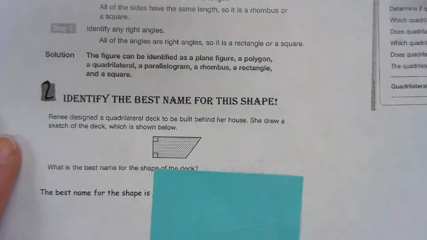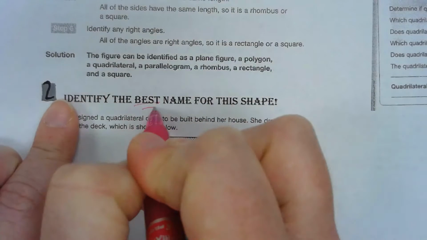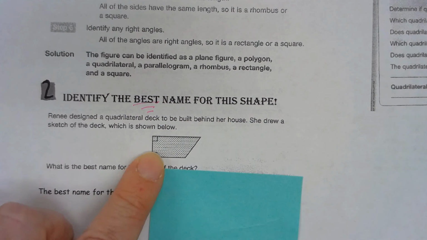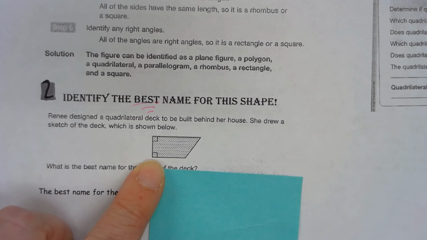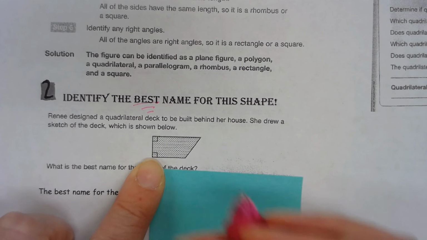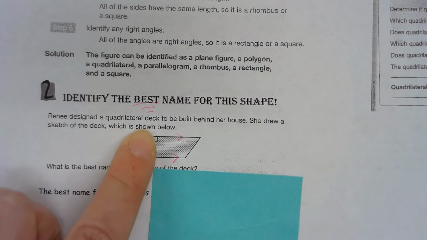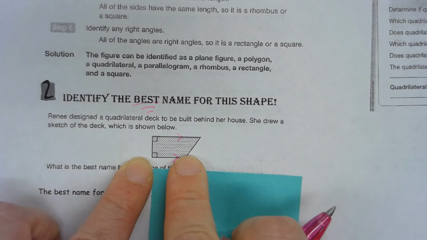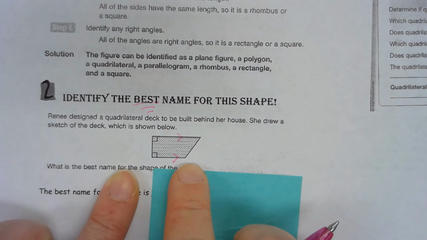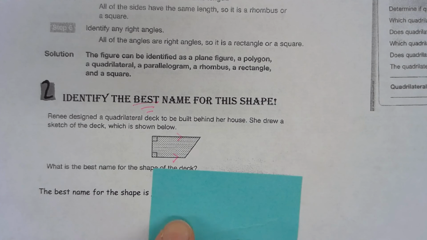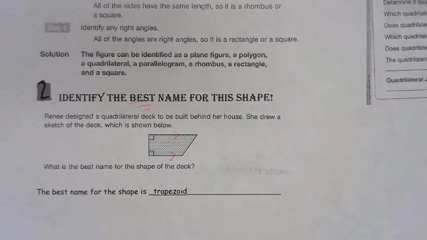Notice number 2 is different. It says the best name. Since it says the best name, I'm only going to give it the one most specific name that this shape can be. When I look at this shape, I notice it has 4 sides, so it's a quadrilateral. But I notice that only one pair of sides are parallel. This one and this one are not parallel. Only this and this are parallel. Therefore, I know it sits as that crazy Uncle Trapezoid that is not a parallelogram.